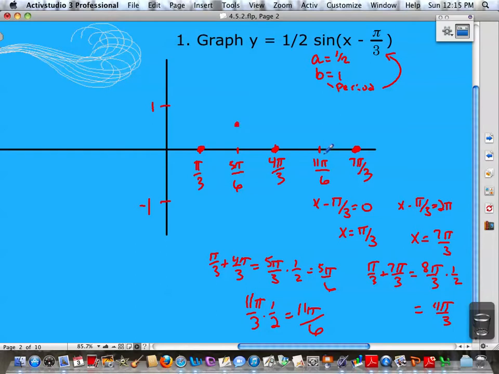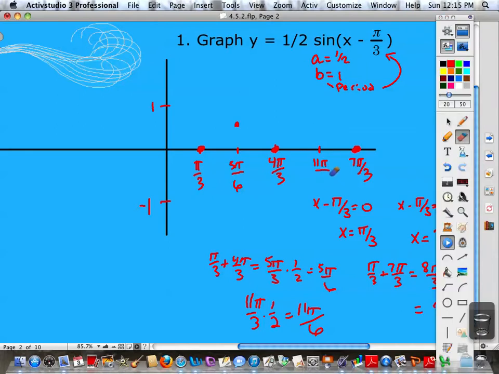And then over here at 11/6, where it's halfway between the second half, I'm going to hit my minimum, which is going to be kind of covered up here. So I'm going to have to move my 11/6. I'm going to put that 11 pi over 6, because now I need to be down here. And now here is one period of the graph, y equals 1/2 sine of x minus pi over 3.